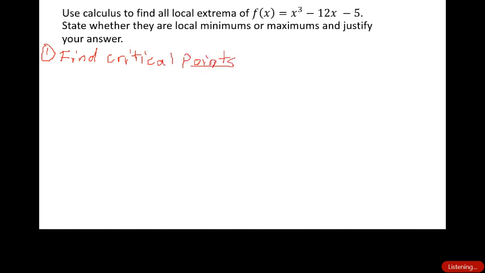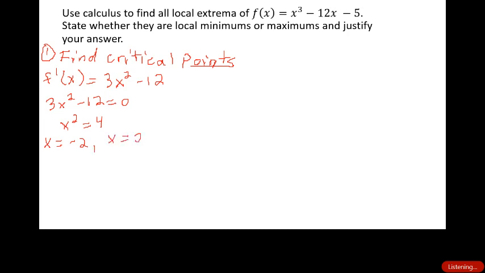Now, critical points occur where either the first derivative equals 0 or where the first derivative is undefined. So let's start with finding the first derivative. f prime of x is going to equal 3x squared minus 12. Since this is a polynomial, we don't have to worry about where the derivative is undefined. We're going to set it equal to 0 and solve for x. If you add 12 to both sides and divide both sides by 3, you get x squared equals 4. That gives us two critical points: x equals -2 and x equals +2.